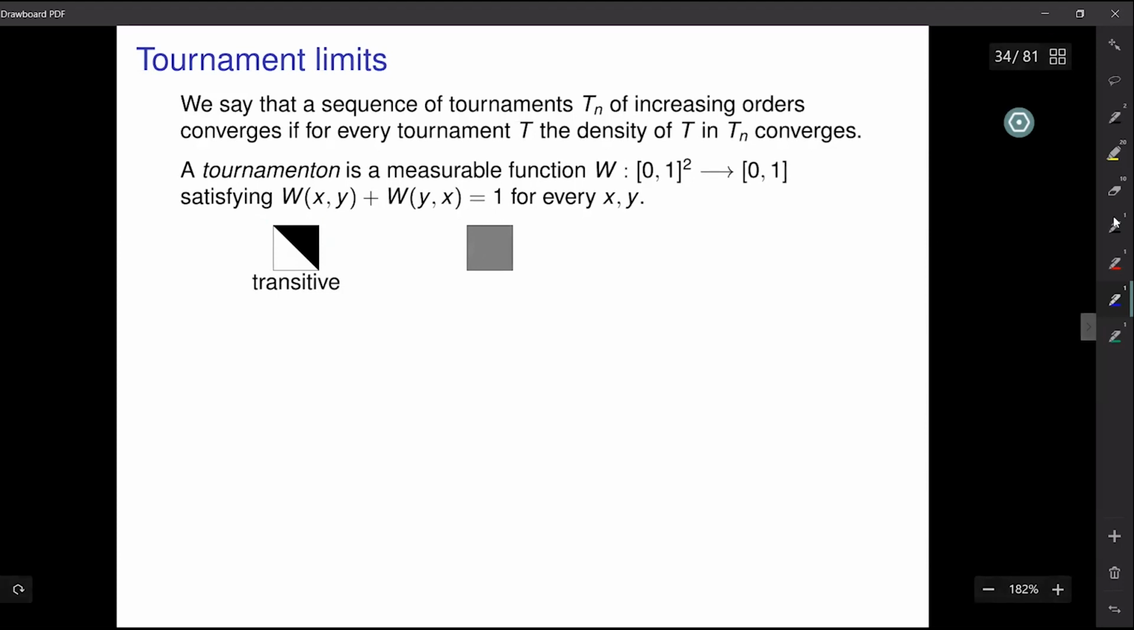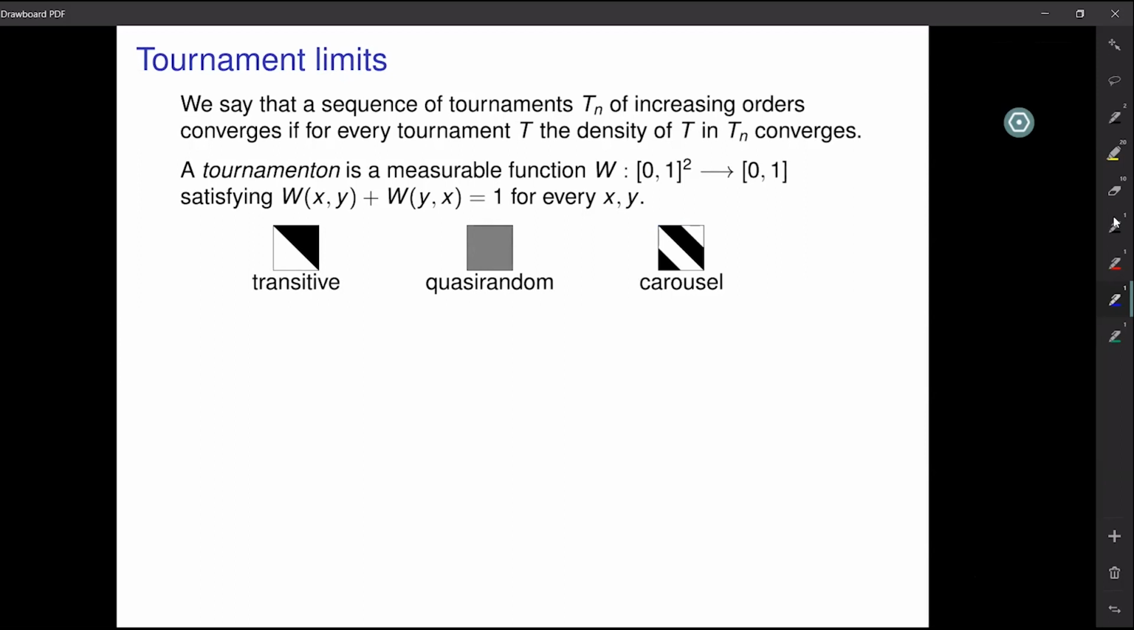Similarly, if I take a function which is equal to half everywhere, then this is a limit of quasi-random tournaments. Yeah, while if I take a function which looks like this, so let's say the first vertex is connected to everything in the first half by forward edges and then backward edges, and then everything is shifted. Yeah, so this is exactly this carousel tournament.